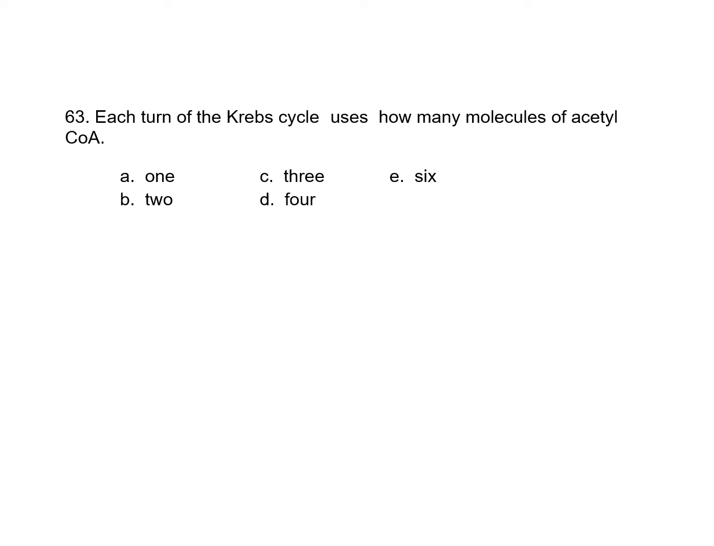Number 63. Each turn of the Krebs cycle uses how many molecules of acetyl-CoA? A, 1, B, 2, C, 3, D, 4, E, 6. The answer is 2.